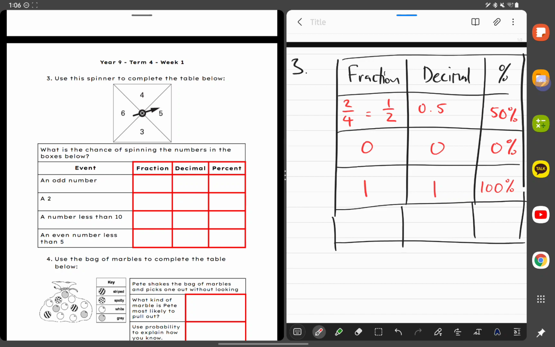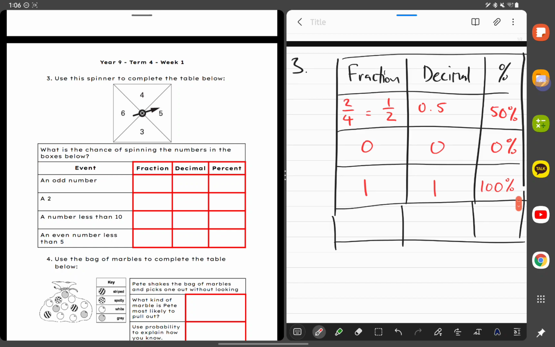Right. Last one, an even number less than 5. Now, we look at the possible numbers. An even number less than 5, there's only 1. That's the 4. So, the chance of getting the 4 on the spinner in fractions is 1 over 4.